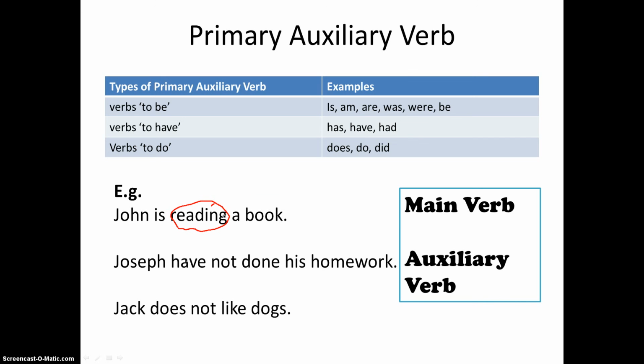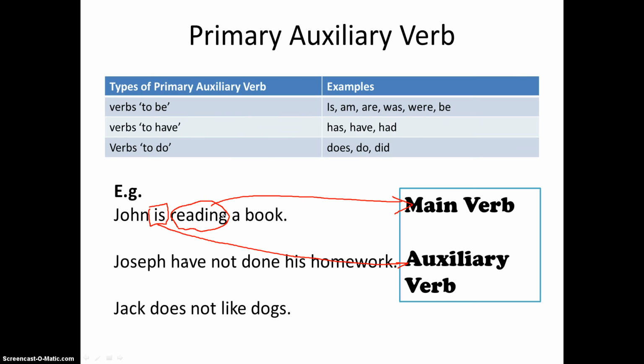Let me just indicate over here. We do have another verb in front of reading, and that is actually the auxiliary verb. I'm going to use a square for this. Pardon my bad handwriting on the mouse. So you see, is reading comes together to show that John is in fact doing the action now. It shows the tense of the sentence. It's present continuous. And together with is, reading gives another meaning.